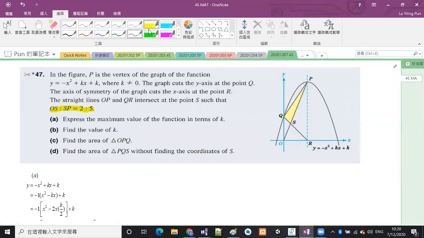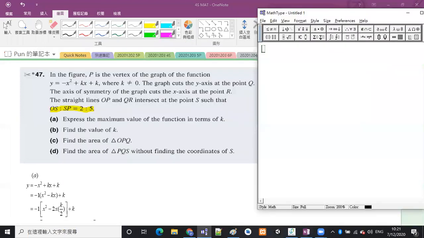It shouldn't be hard to find. This one, triangle OQS and triangle PRS. Can you see that these two are actually similar triangles because OQ and PR are vertical and they are parallel to each other. And then we have vertically opposite angles. Okay, and then we have them to be similar by AAA.